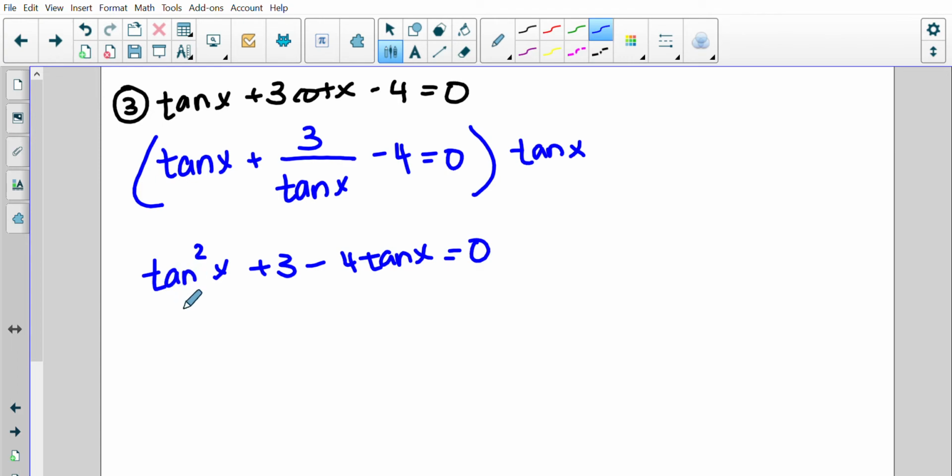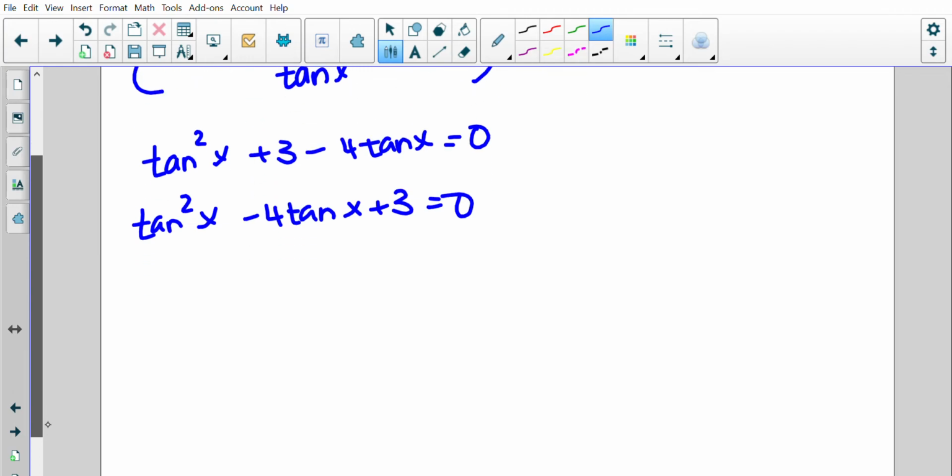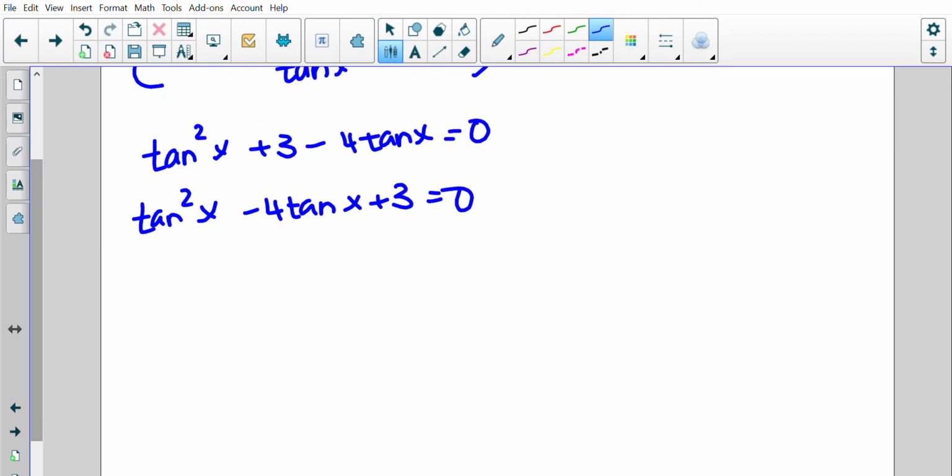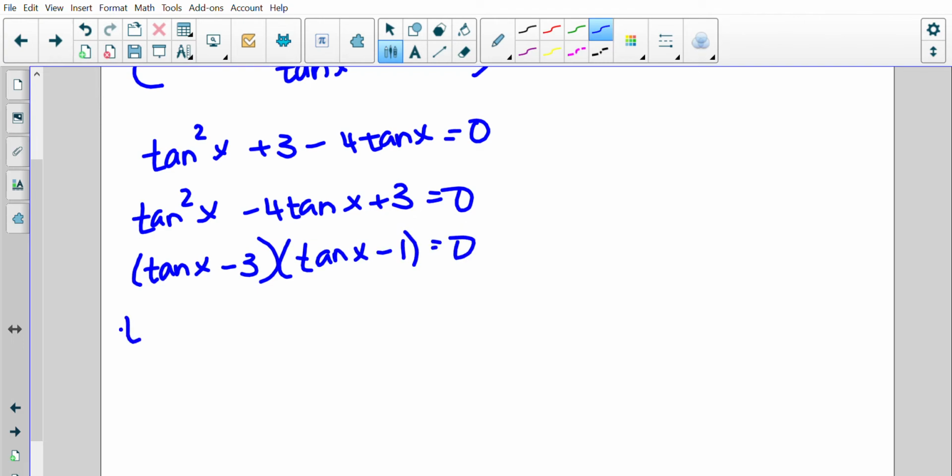And then again, this turns into a quadratic, so I have to get it in standard form. So I'll write that out. And then I'll decide, can I factor this normally, or do I have to use the quadratic formula? Now, luckily for us in this case, we can factor it normally, so that's good. You get tan x minus 3 and tan x minus 1 equals 0, which means tan x has to equal 3 and tan x has to equal 1 here.